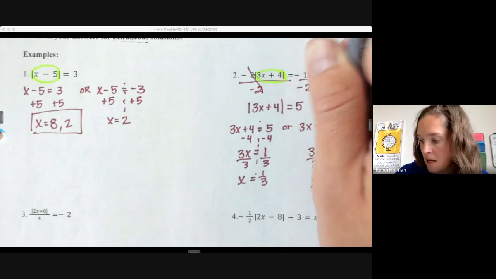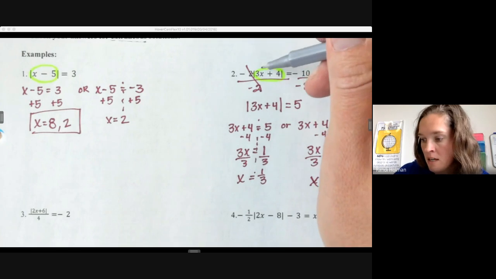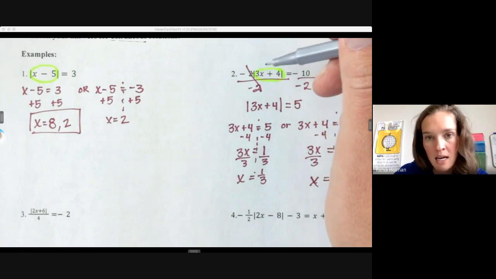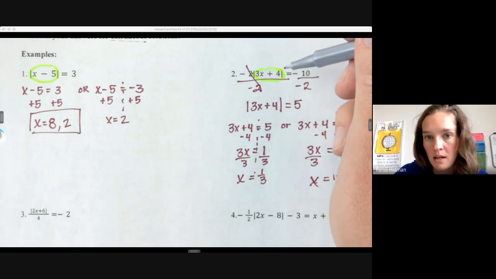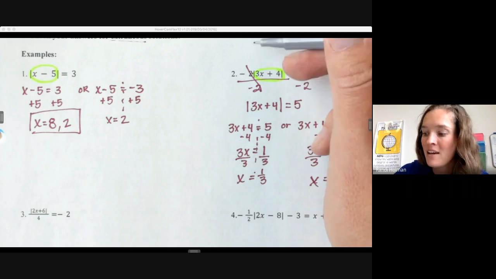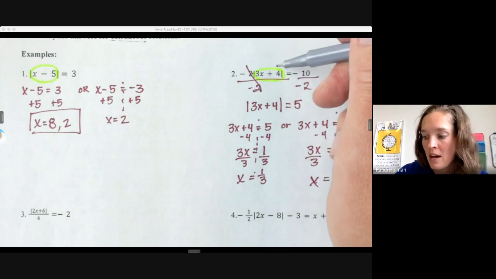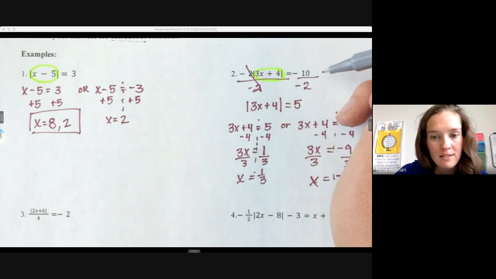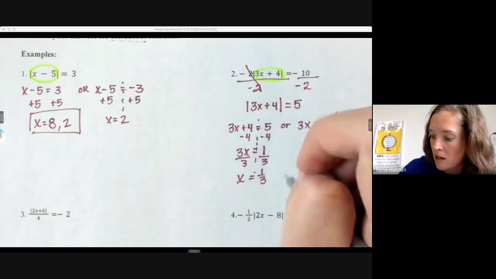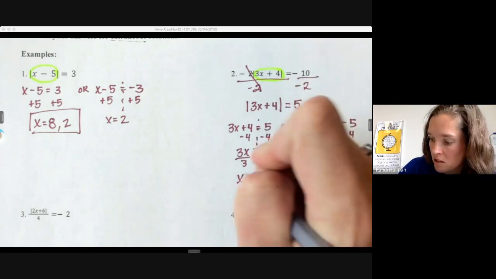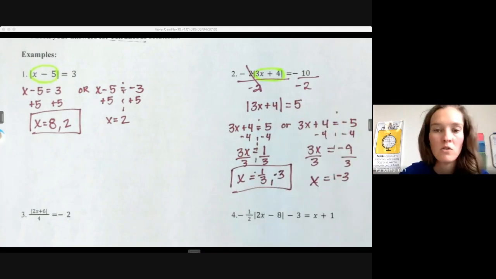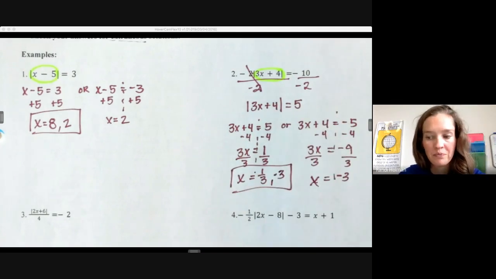Perfect. Plug in negative 3. Negative 3 times 3 is negative 9. Negative 9 plus 4 is negative 5. Absolute value of negative 5 is 5. 5 times negative 2 is negative 10. Okay, so they both work. So again, we end up with 2 solutions here. No extraneous solutions. Both of them worked.